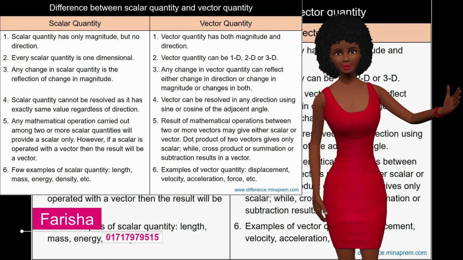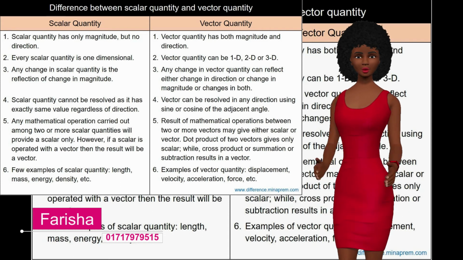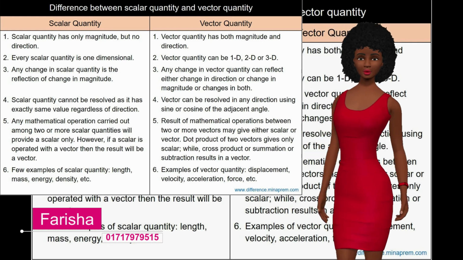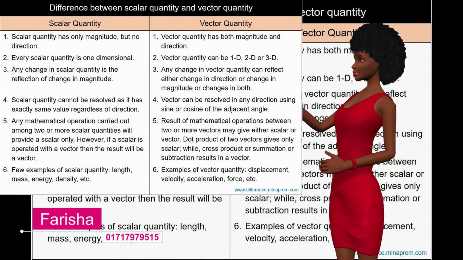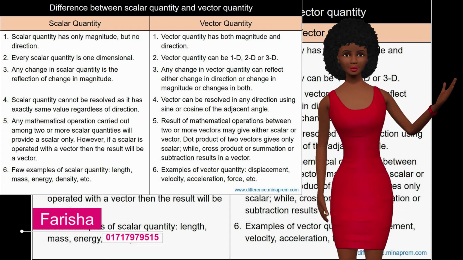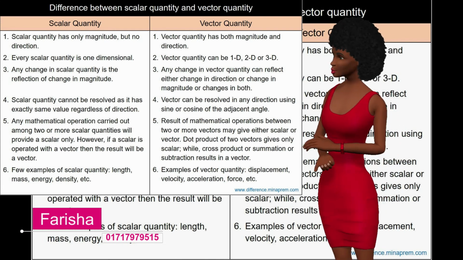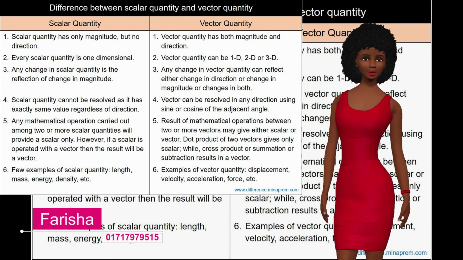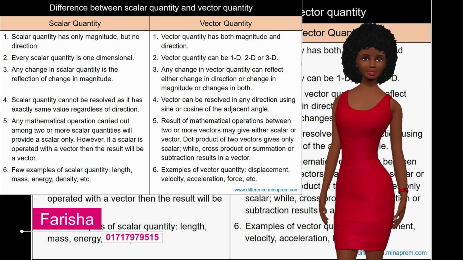Scalar quantity cannot be resolved as it has exactly the same value regardless of direction. Vector quantity can be resolved in any direction using the sine or cosine of the adjacent angle. Any mathematical operation carried out among two or more scalar quantities will provide a scalar only. However, if a scalar is operated with a vector, then the result will be a vector. Result of mathematical operations between two or more vectors may give either scalar or vector. For example, the dot product of two vectors gives only scalar, while cross product or summation or subtraction between two vectors results in a vector.